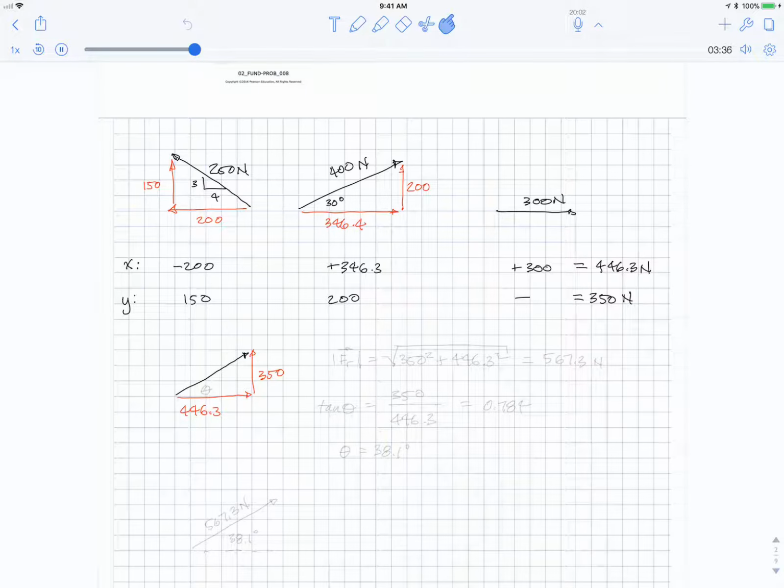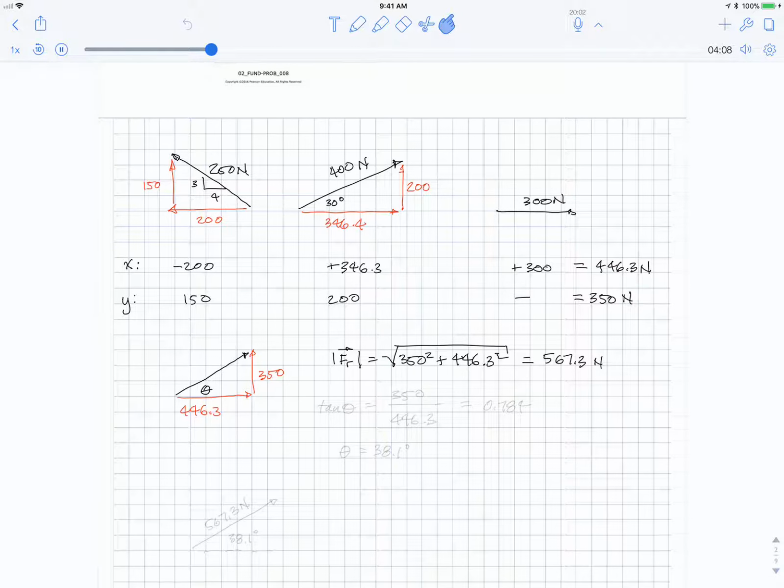And so what we need to do is find the total vector there. The magnitude of the force by Pythagoras theorem is 350 squared plus 446.3 squared, and take the square root. And so that comes out to 567.3 newtons.